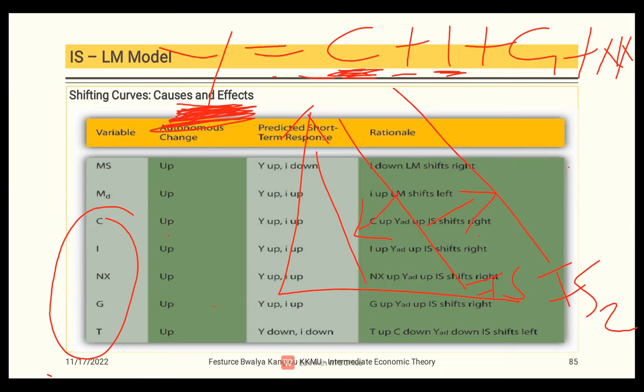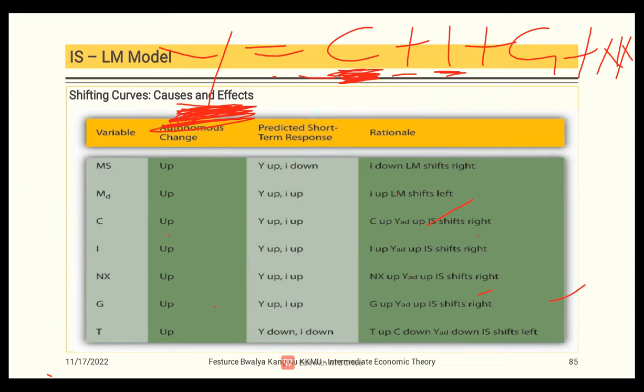For example, a decrease in consumption will decrease Y. An increase in taxes will decrease Y, right? Just as you saw from here, when taxes go up, Y will go down. Then consumption will reduce. We said what you consume is your output minus taxes, isn't it? If you remove taxes, then what remains is what you consume. So if you have increased taxes, then we are cutting the budget of what you consume. Did you get that? Yes, I do.